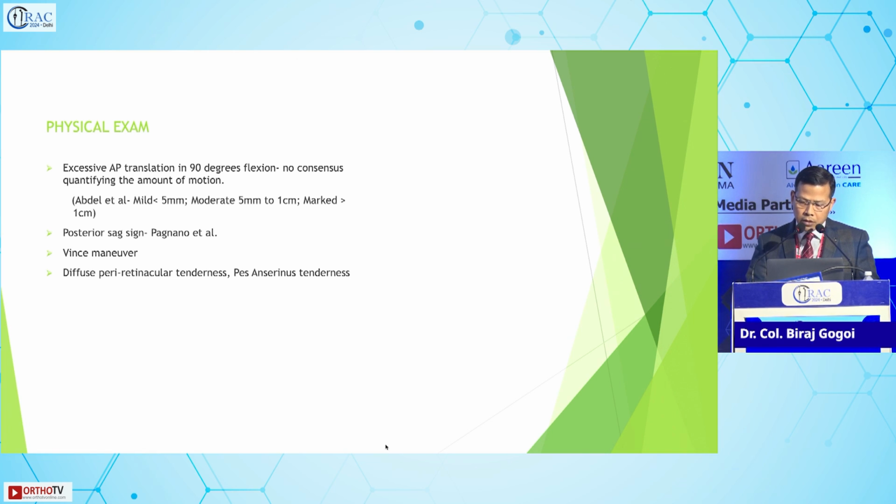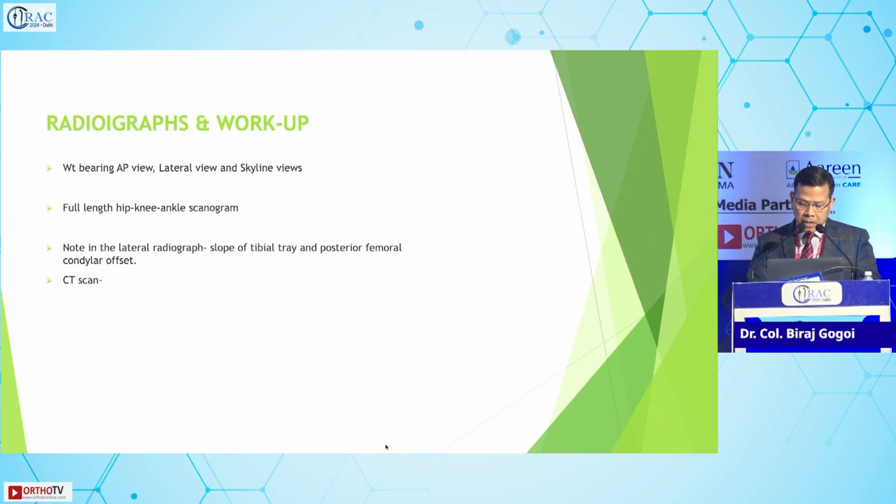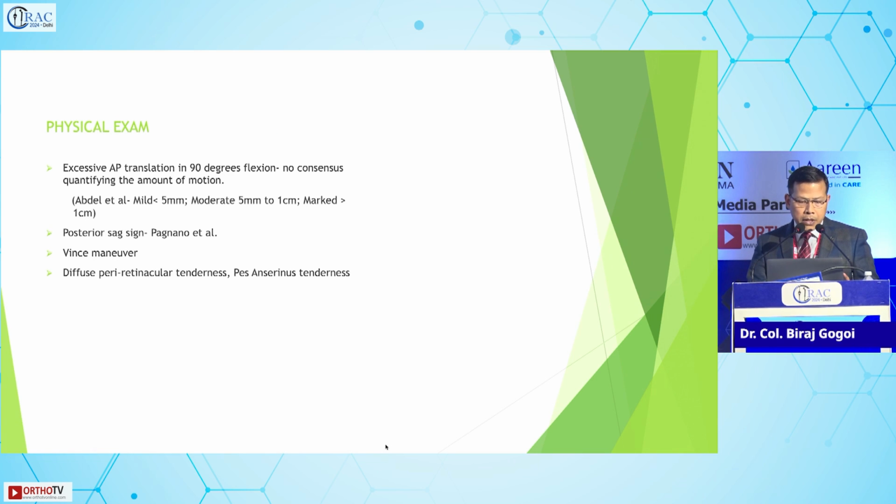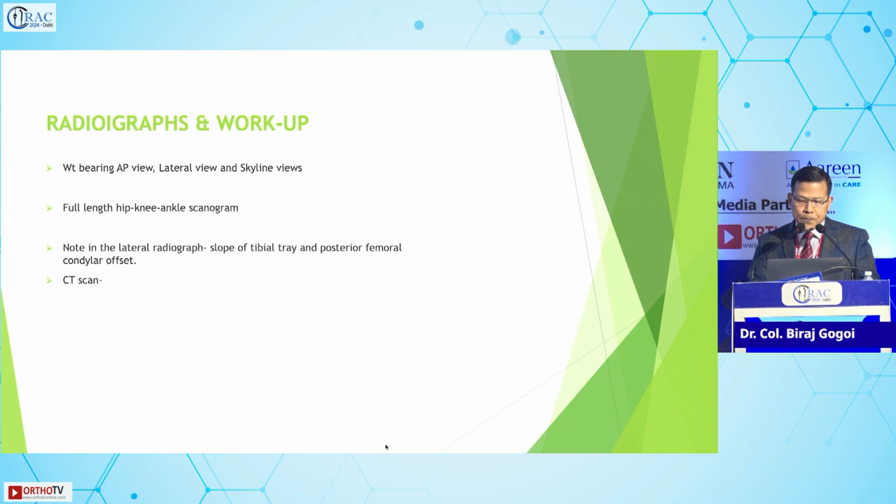And Vince et al. also have described another test in which the patient is asked to sit hanging his leg on the side of the table, and if flexion instability is present, the larger flexion space will cause the tibia to descend and distract the joint. And when the patient is asked to actively extend the knee, the tibia can be seen getting pulled up to articulate with the femur before it starts to extend. And diffuse peri-retinacular tenderness, pes anserinus tenderness are also one important finding sometimes found.